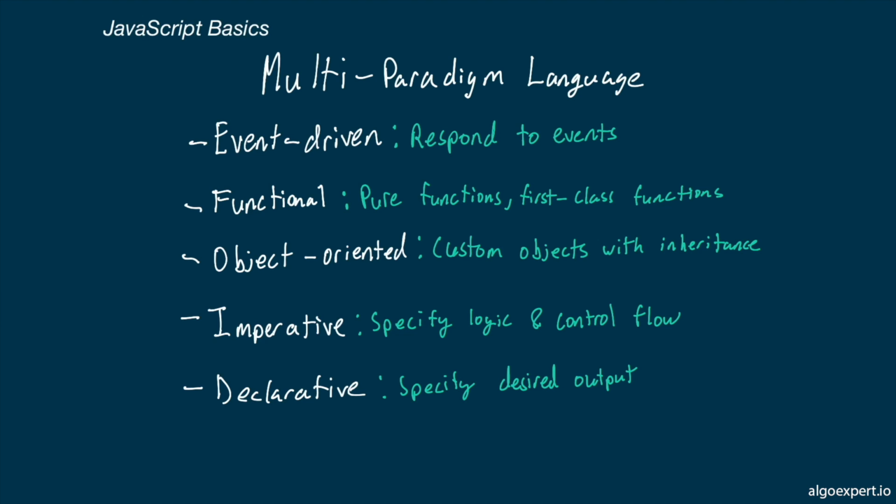On the other hand, JavaScript also supports object-oriented programming. Nearly every non-primitive value in JavaScript is an object, which are just stores of data, and we can create custom objects and even have them inherit from each other.